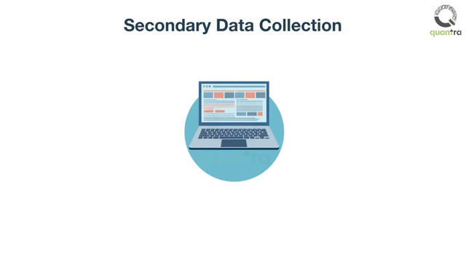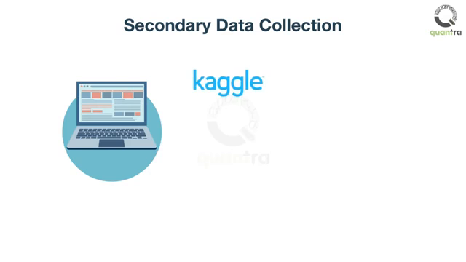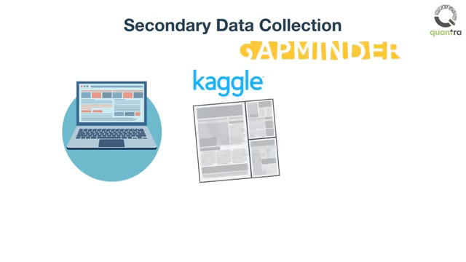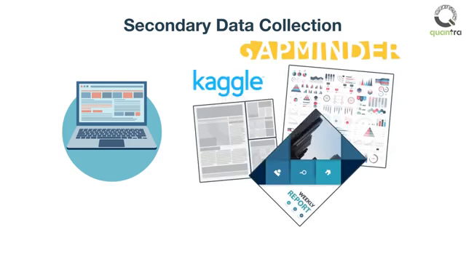Another method is to use the data which is readily available or collected by someone else. This data can be found on open-source websites, such as Kaggle, Gapminder, news articles, government census, magazines, and so on. This method is called secondary data collection. It is less time-consuming than the primary method.